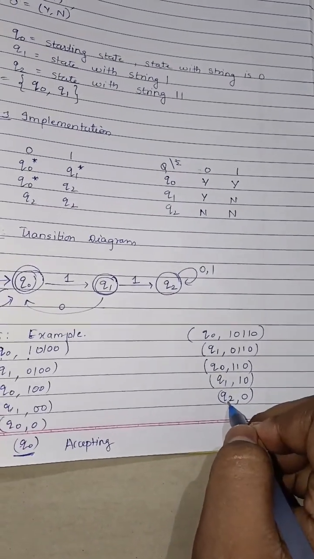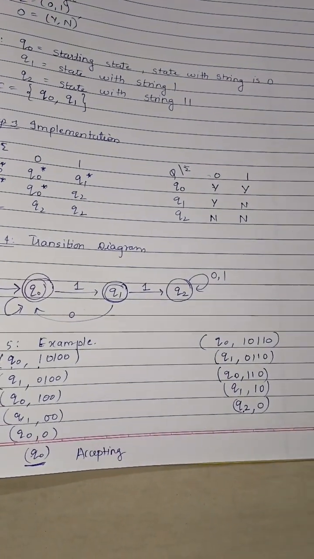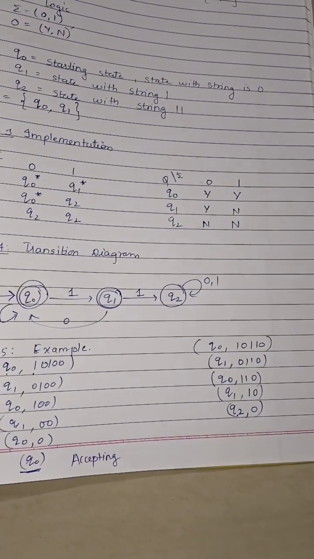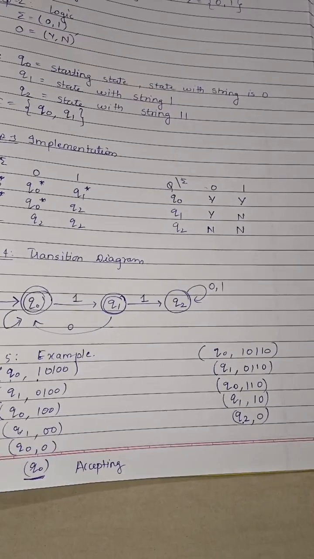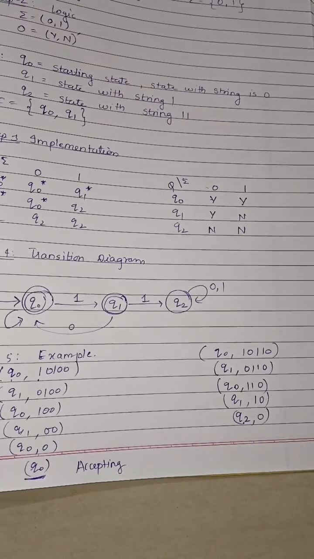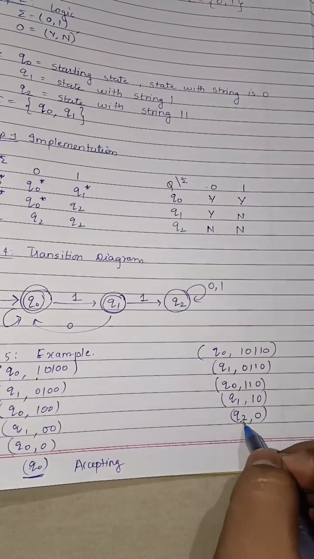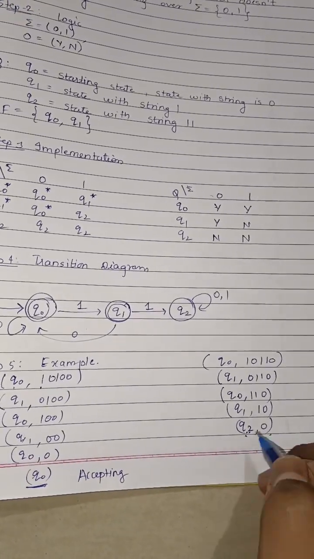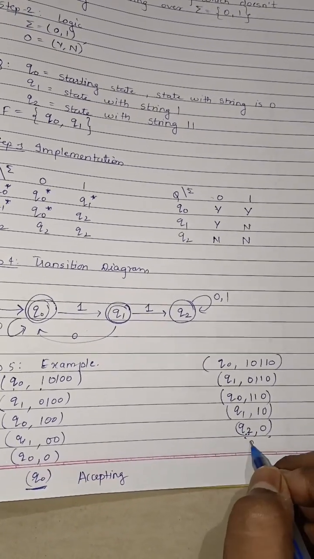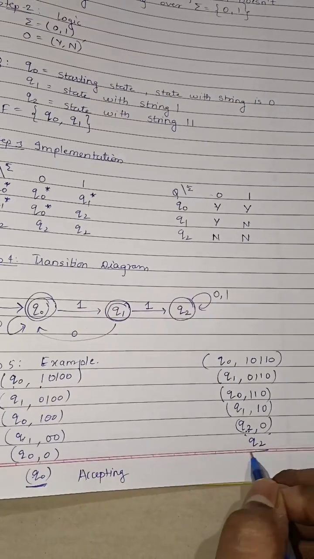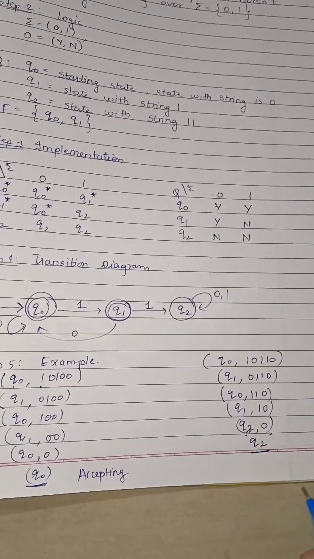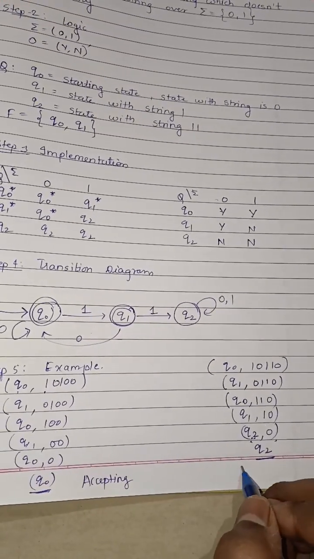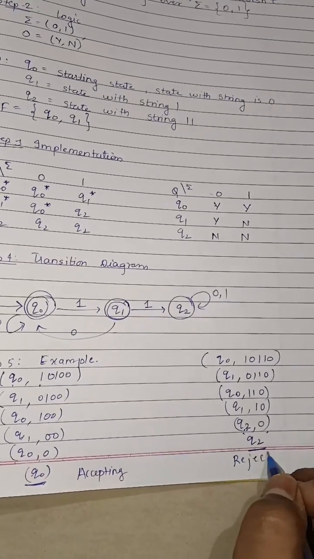It means it came to Q2, which means we have received 11 as a substring. Since the string contains 11 as a substring, we have to reject that string, and Q2 has come, which means we got a rejection. So we have to complete this. Q2 receives 0, it is going to Q2 only. Since Q2 is not a final state, it is a non-final state, that's why we are rejecting it.